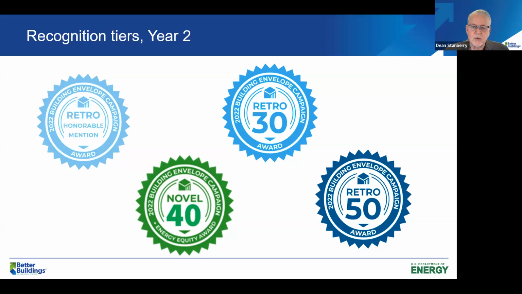To start off with, for the Retro 30, we have the Shenandoah Valley Elementary School. And then for Retro 50, we have the James A. Haley Veterans Administration Hospital. We'll hear more on that a little bit later.